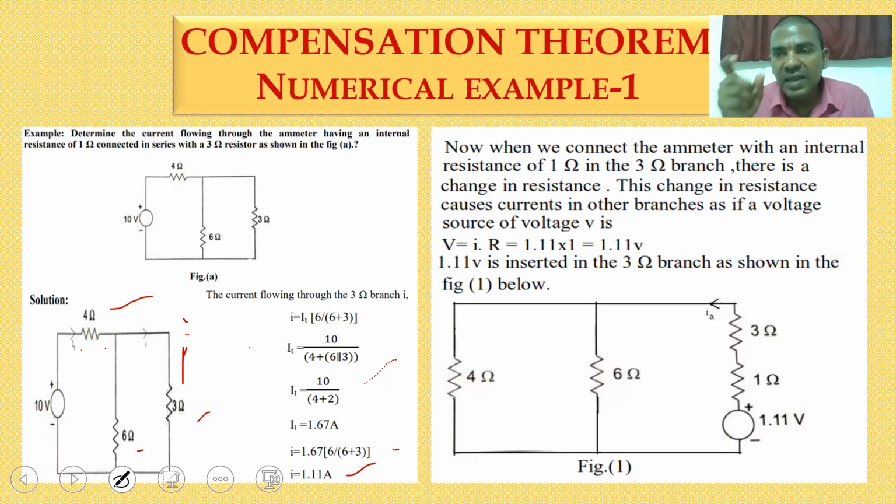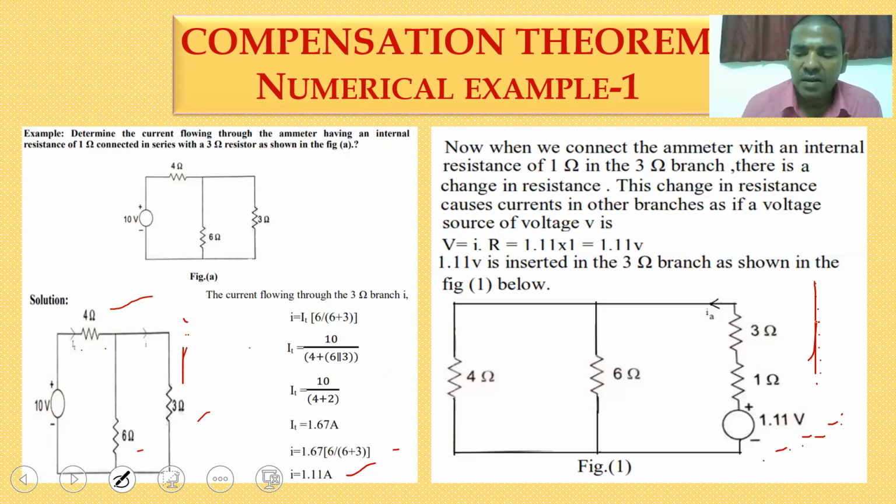Now this current is multiplied by the change of impedance. How much is it changing? 1 ohm is changing. So the source value of voltage you have to take as I into R, 1.11 into 1. So 1.11 volts you have to insert in the third branch with respect to this 1 ohm resistor. This is the equivalent circuit. Like this you have to compensate for the change in the parameters.